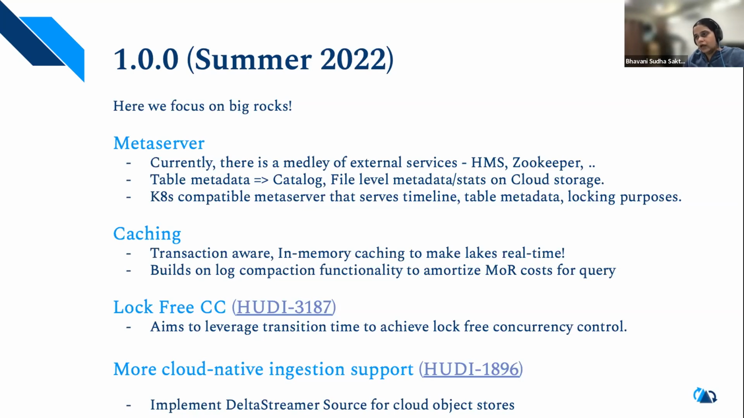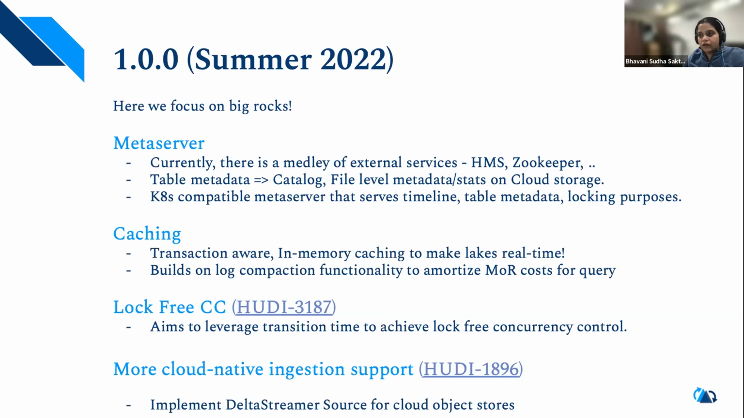And so we're trying to design a meta server that could be Kubernetes compatible and can serve all the timeline, table metadata, and locking support much more efficiently. So this work would focus on these areas.